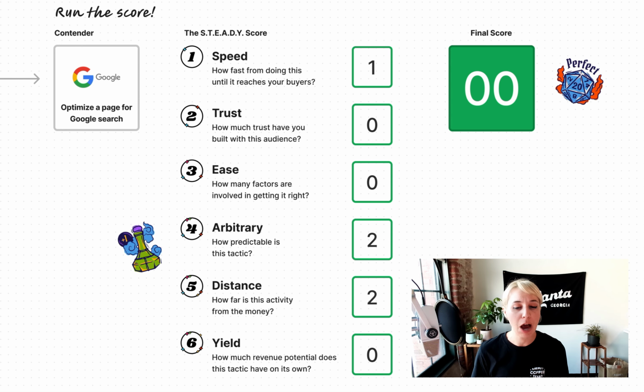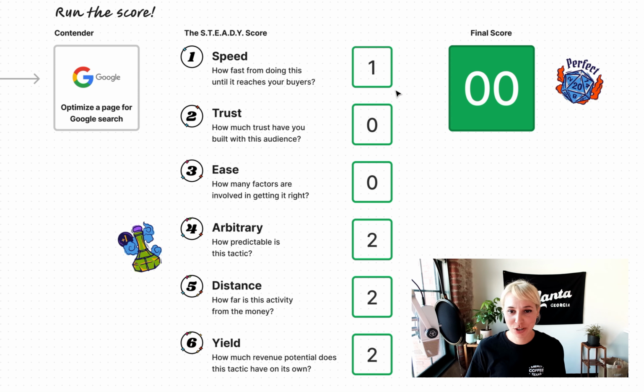As far as yield, how much revenue potential does this tactic have on its own? This one is a little bit harder to calculate when it comes to Google because it is so far from the actual transaction that you're having, but it can become a main driver of leads. I have seen that over and over again with clients. So again, I'm gonna give it a 2. If Google is working for you, I'm gonna say for the sake of argument that you're optimizing a page for Google search well, right? So we're gonna say that in this case, you've done it well. Then we'll say that it has a pretty strong yield as far as revenue potential.